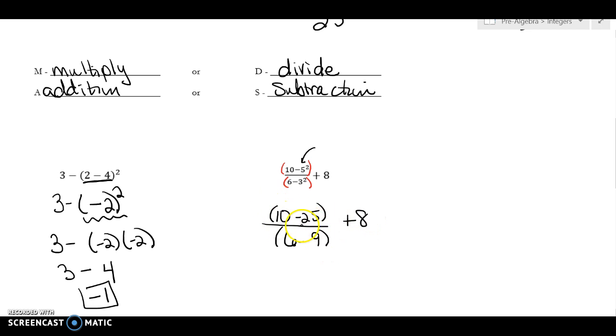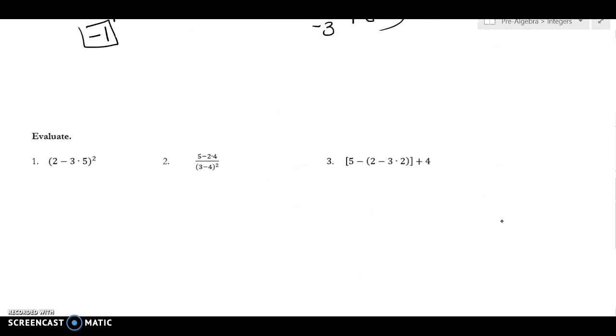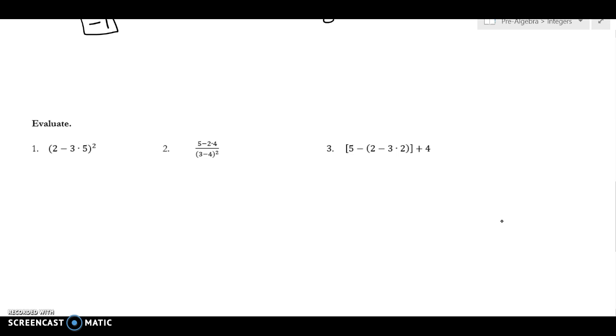I still have parentheses, so I'm going to do that on top, and I get negative 15 over negative 3. Well, negative 15 over negative 3 becomes a positive 5 because the two negatives will become positive, plus 8, and that gives me 13. So take it one step at a time, and I'm sure you'll be fine. You just have to do parentheses first and then exponents. All right, so what I'd like you to do is I'd like you to copy down 1, 2, and 3, try them out, and when you think you're ready, press play.